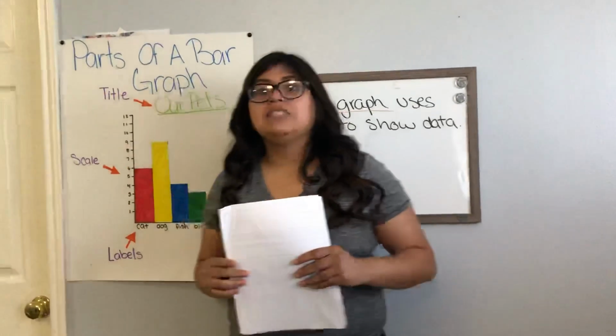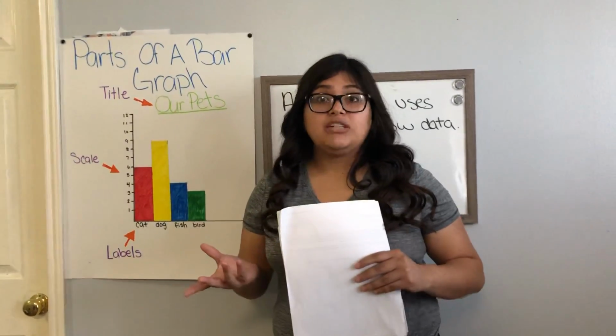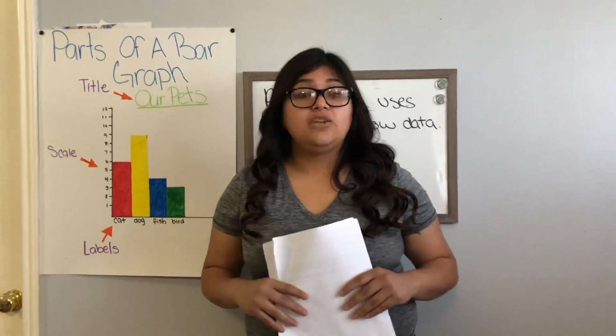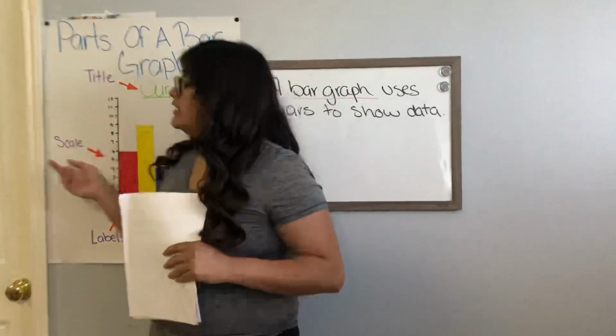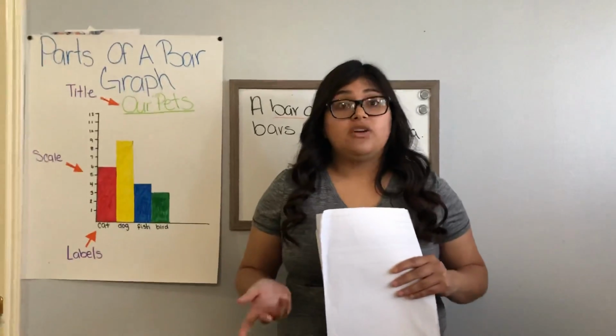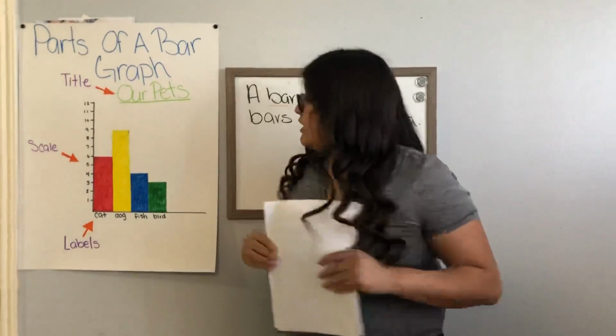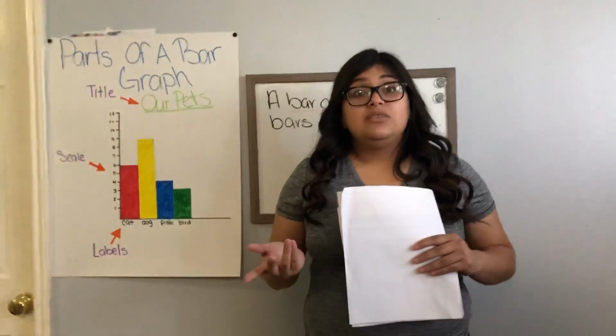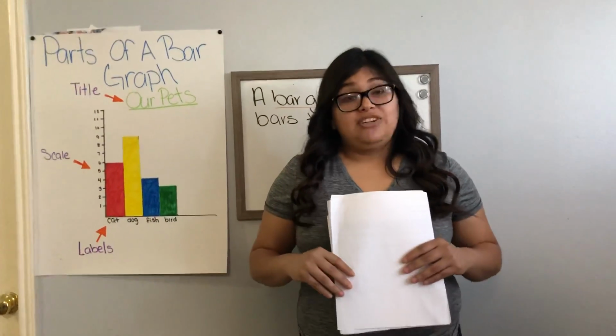So what are the parts of a bar graph? Well, we need to have a title. The reason why we need to have a title is because it provides us an overview of the information it contains and what we are looking at. The scale. The scale is important too because it tells us how many. Then we have the label. The label tells us what kind of facts are listed.